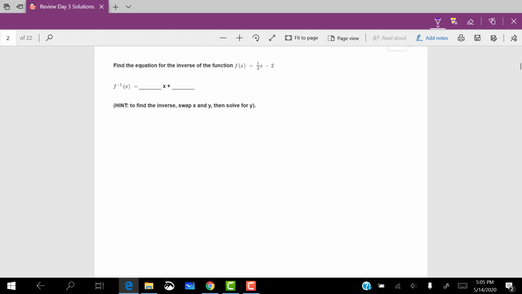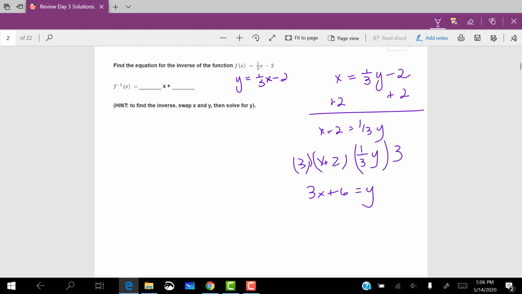You've got a hint here about finding the inverse. So remember that if we write this as y equals 1/3 x minus 2, to find the inverse, we swap x and y. So I'm going to start by writing x equals 1/3 y minus 2, and now I just solve for y. And here's my inverse function, so f inverse of x equals 3x plus 6.